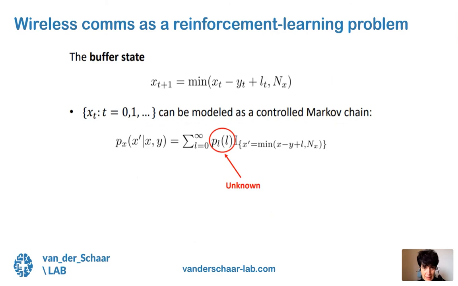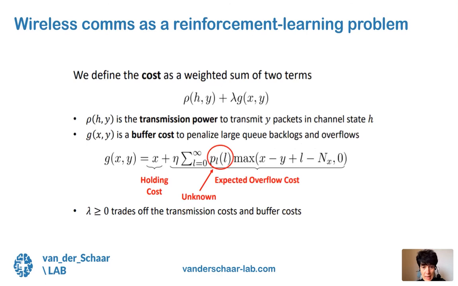Again, the buffer state can be modeled as a controlled Markov chain. And in order to determine what will be the optimal action, the optimal scheduling strategy, we will need to solve this using reinforcement learning. And the utility that we would like to optimize is a cost in this case, which is a weighted sum of two terms.